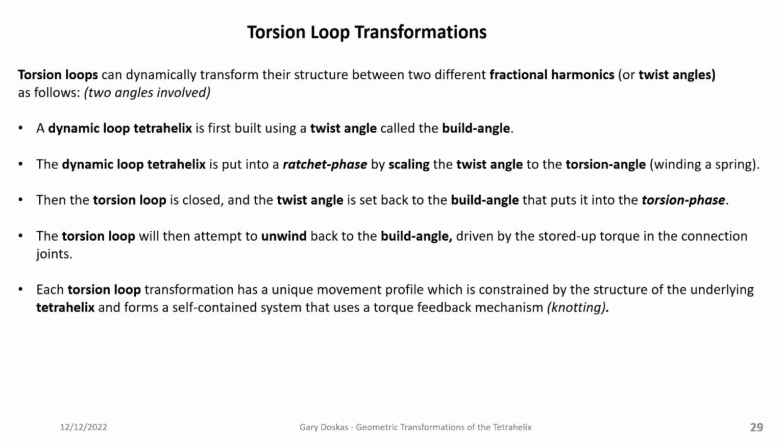And each torsion loop transformation has a unique movement profile, which is constrained by the structure of the underlying tetrahelix and forms these self-contained systems that use a torque feedback mechanism, kind of like a knotting.